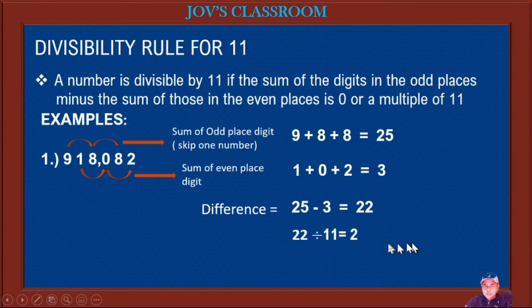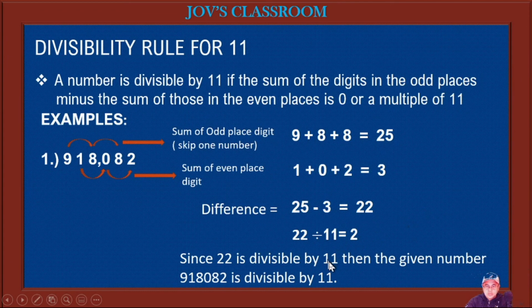And then 22, if you divide it by 11, is it a multiple of 11? Yes, since 22 is a multiple of 11, the number is said to be divisible by 11. Since 22 is divisible by 11, then the given number 918,082 is divisible by 11. So this is the final divisibility rule for numbers, in this case, the divisibility rule for 11.